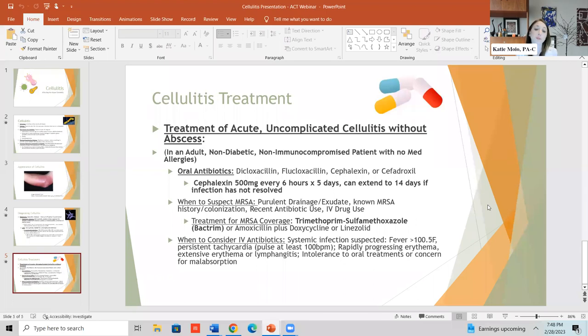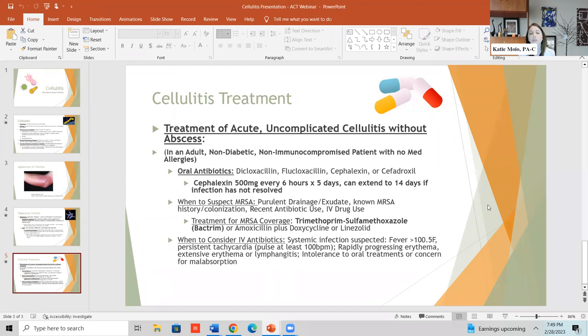It's also, as I mentioned before, important to know when to suspect MRSA, because you want to do a little bit different of a treatment for that. If there's pus, purulent drainage, or exudate coming from the skin, if they have a history of MRSA infection in the past, if they've been on antibiotics recently, or if they use IV drugs. So treatment for MRSA would be trimethoprim, sulfamethoxazole, which is Bactrim, and a lot easier to say, or amoxicillin plus doxy, or linezolid as a single agent. I see Bactrim most commonly, although there are some contraindications with renal function, and it's not always tolerated well in the elderly. Linezolid is also one I'm seeing more and more often in the hospital.